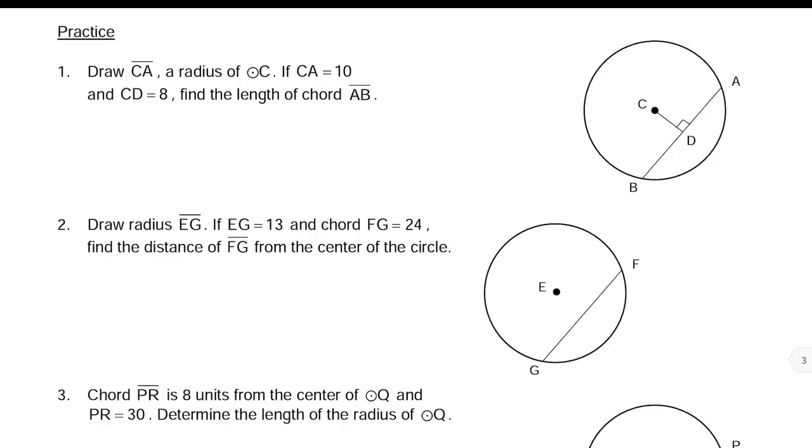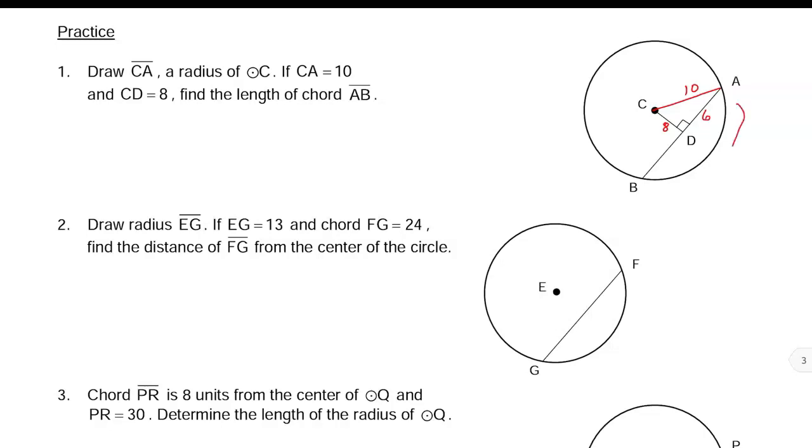Number 1, draw segment CA. What is CA? Do you recognize that as a radius of the circle? We are given it has length 10. CD has length 8. So we have two parts of a right triangle, and it looks like a 3, 4, 5 triangle. The hypotenuse is 5 times 2. A leg is 4 times 2, so the other leg must be 3 times 2, or 6.